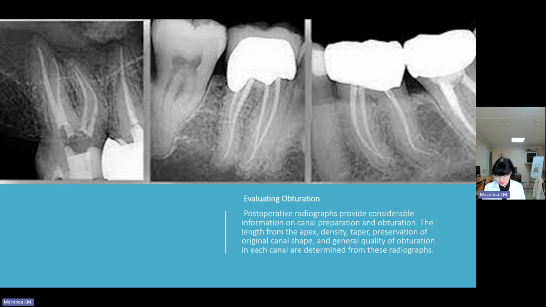In conclusion, the patient history, clinical findings, and detailed radiographic examinations are fundamental metrics of root canal treatment outcomes assessment, and the data they provide should never be underestimated.